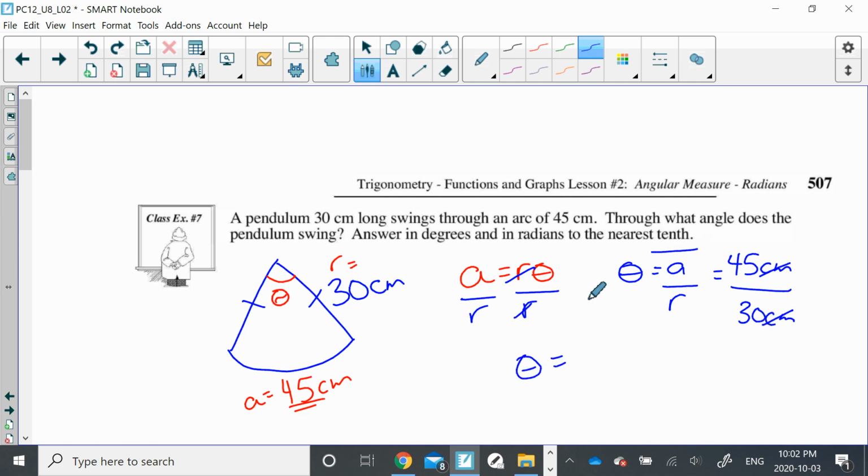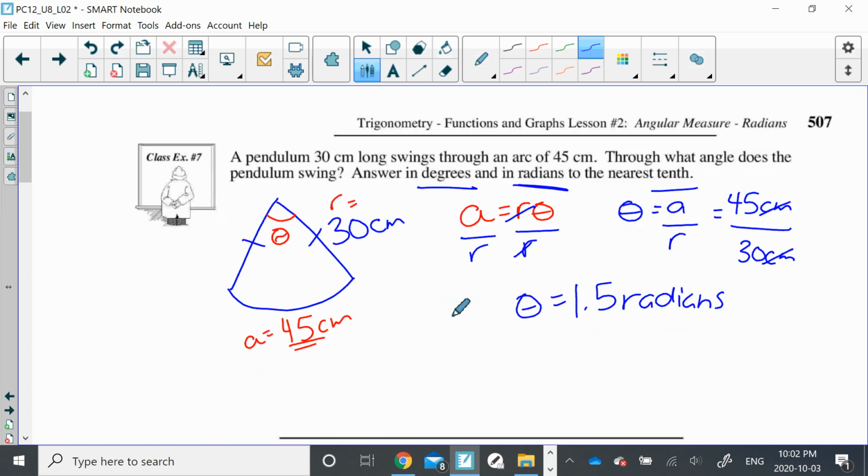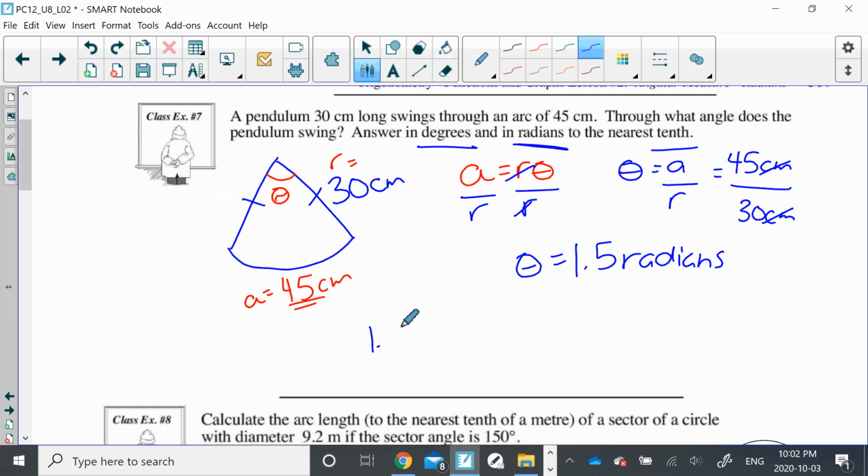They want this answer to the nearest tenth. 45 divided by 30 would be 1.5. And the units are radians. So our theta is always going to be measured in radians. The question says, through what angle does a pendulum swing? Answer in both degrees and radians. So our answer is automatically in radians, but then we have to convert 1.5 radians to degrees.